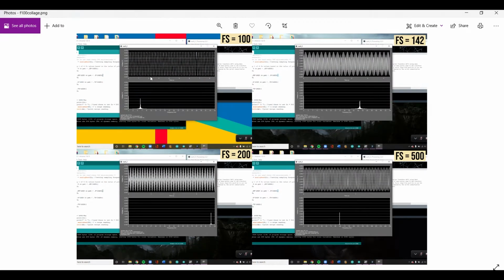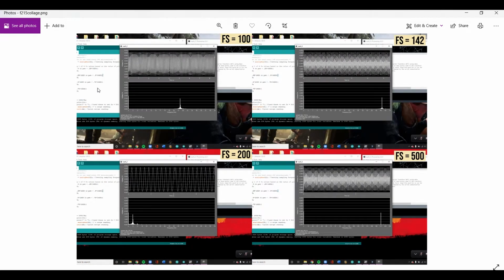Here's the 100 hertz, so we get a clean sine wave here at a sample of 100 hertz. Then we get nice aliasing over at 142, 200, and some aliasing at 500 as well. At 215, we get aliasing at fs equals 100, and we get aliasing at 142. We get a clean sine wave at 200 because it's pretty close, and then we get aliasing again at 500.